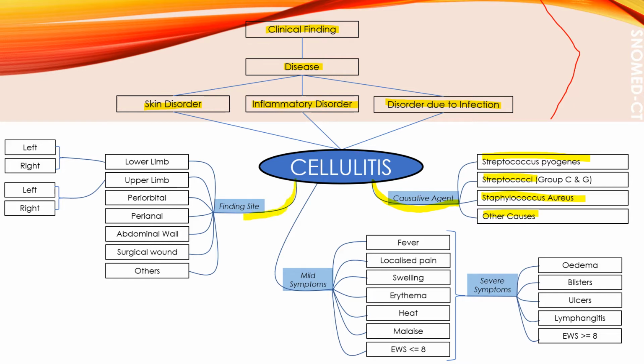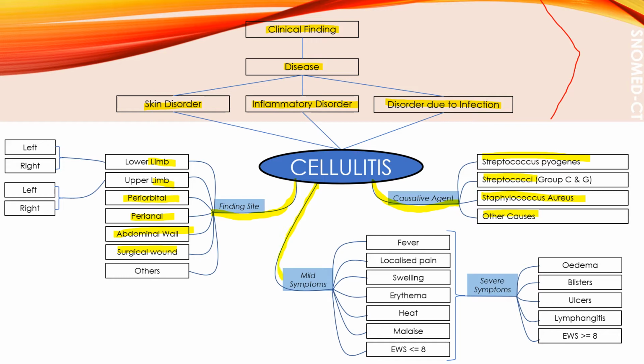And here, the finding site on the left, there are usual or common sites where you can find cellulitis, but it is not limited to this. Usually the limbs, periorbital site, perianal, abdominal wall, usually found in flaps or folds, surgical wounds. Of course, the skin has already been broken, so it's very, very prone to infection.